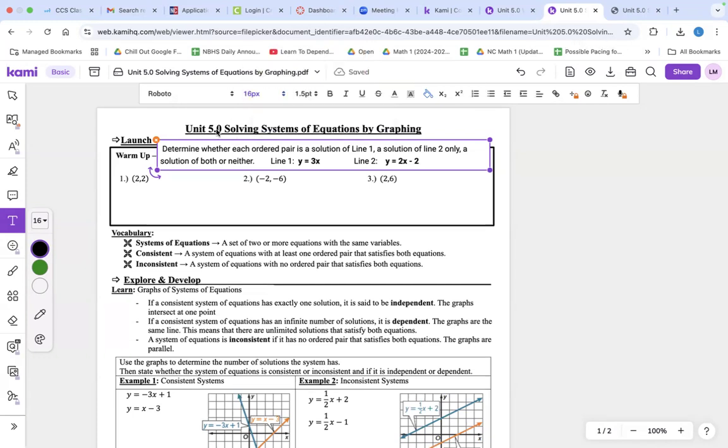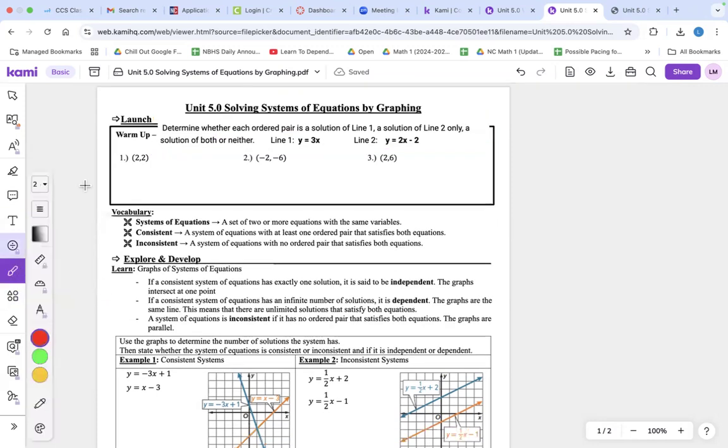We're starting with Unit 5.0. It is solving systems of equations by graphing. Determine whether each ordered pair is a solution of line 1, a solution of line 2, a solution of both, or neither. So it gives us line 1, and line 1 is y equals 3x. Line 2, y equals 2x minus 2. We've done some of this already, so very simply, all you need to do is acknowledge which is which.